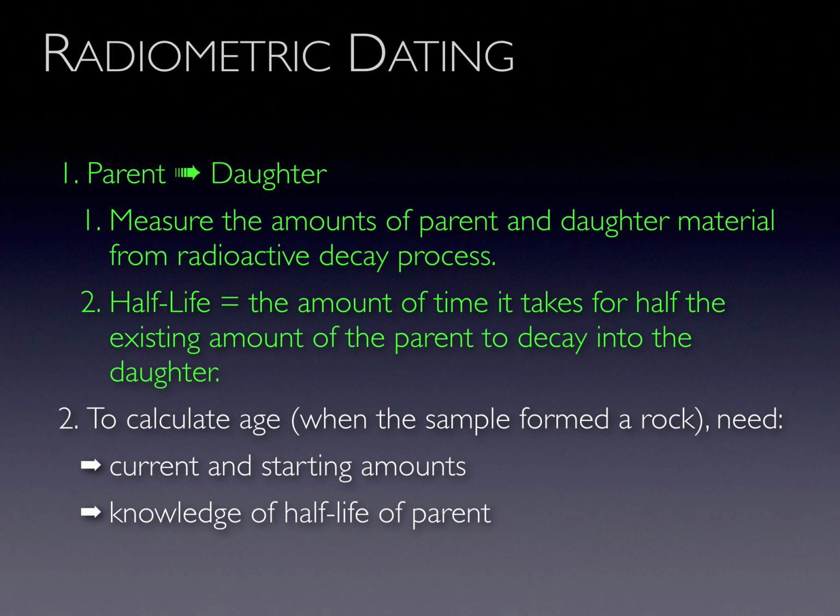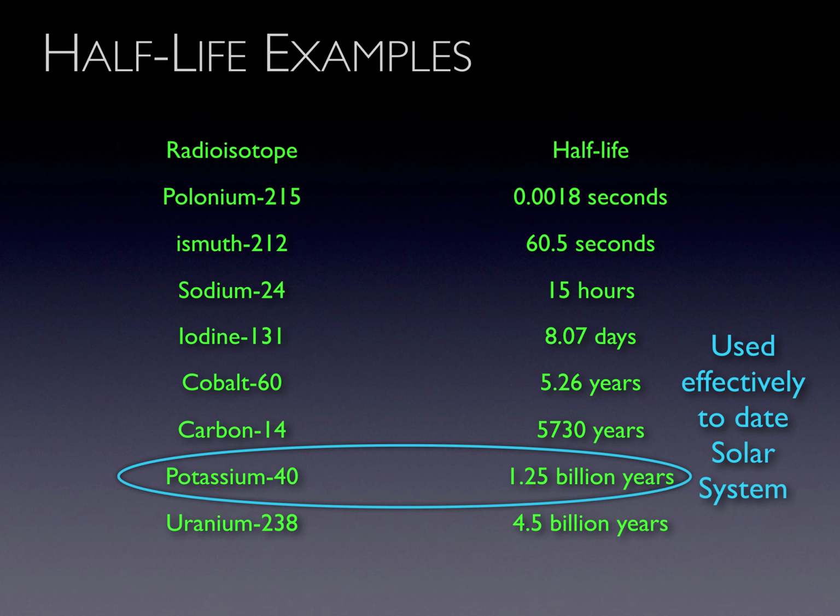To calculate the age, one needs to know what the starting amount of parent and daughter nuclei were and what the current amounts are. One also needs to know what the half-life of the parent nuclei are. Shown here are some common unstable isotopes. Their half-lives range from fractions of a second to billions of years. The parent nucleus that is used to determine the age of the solar system is potassium-40. It has a half-life of 1.25 billion years.